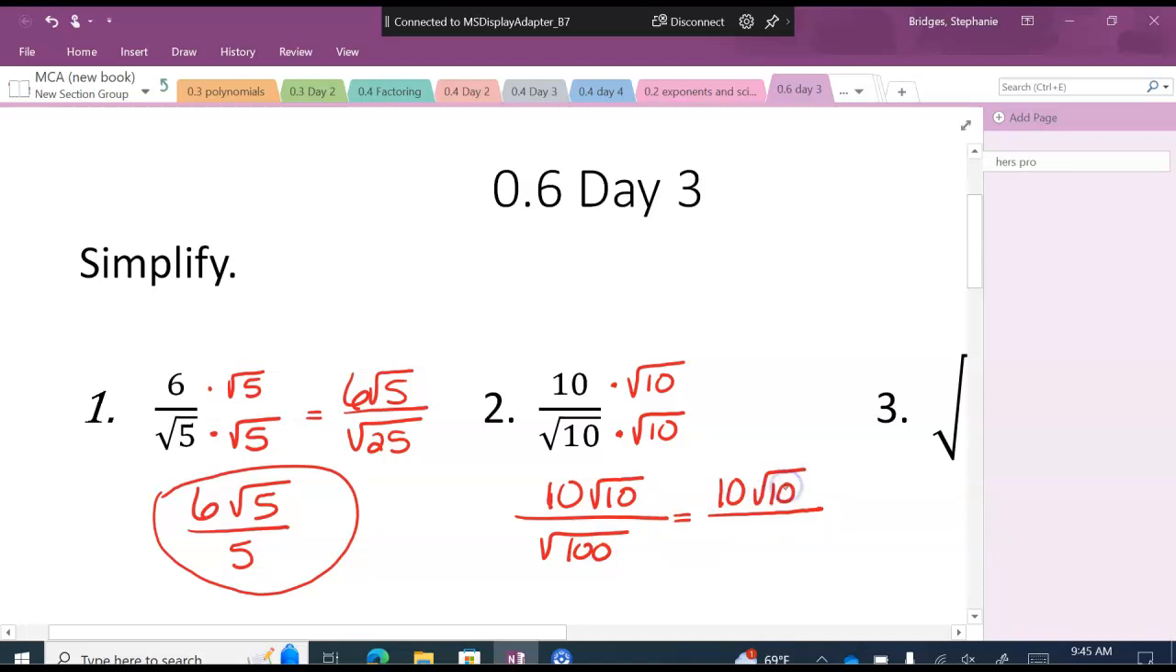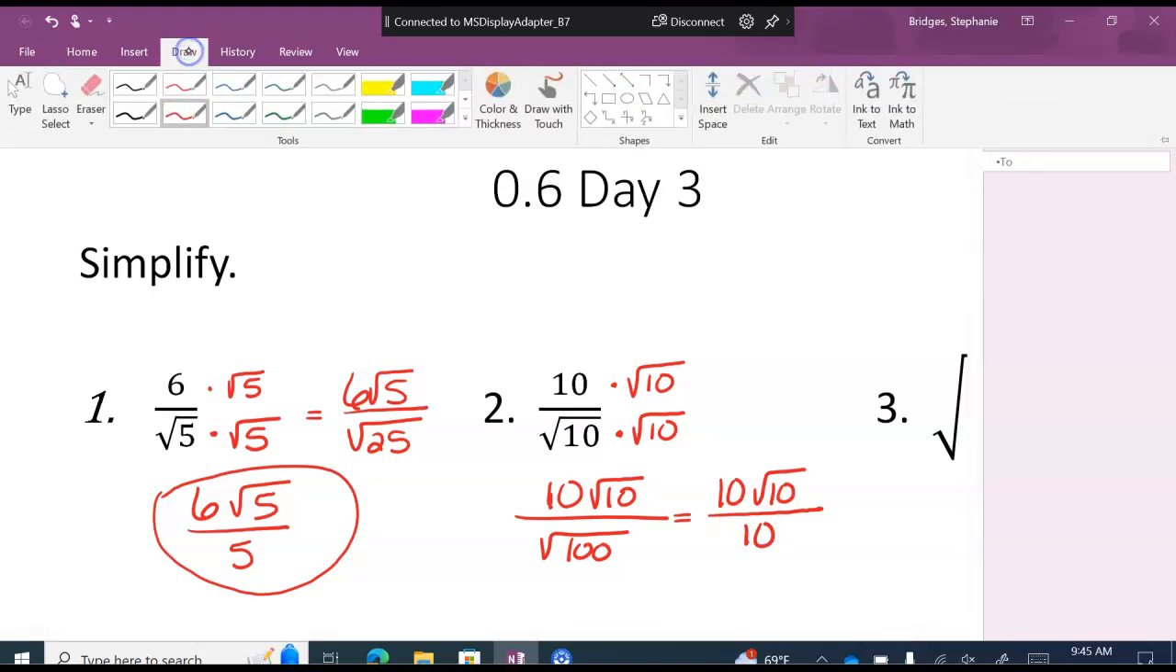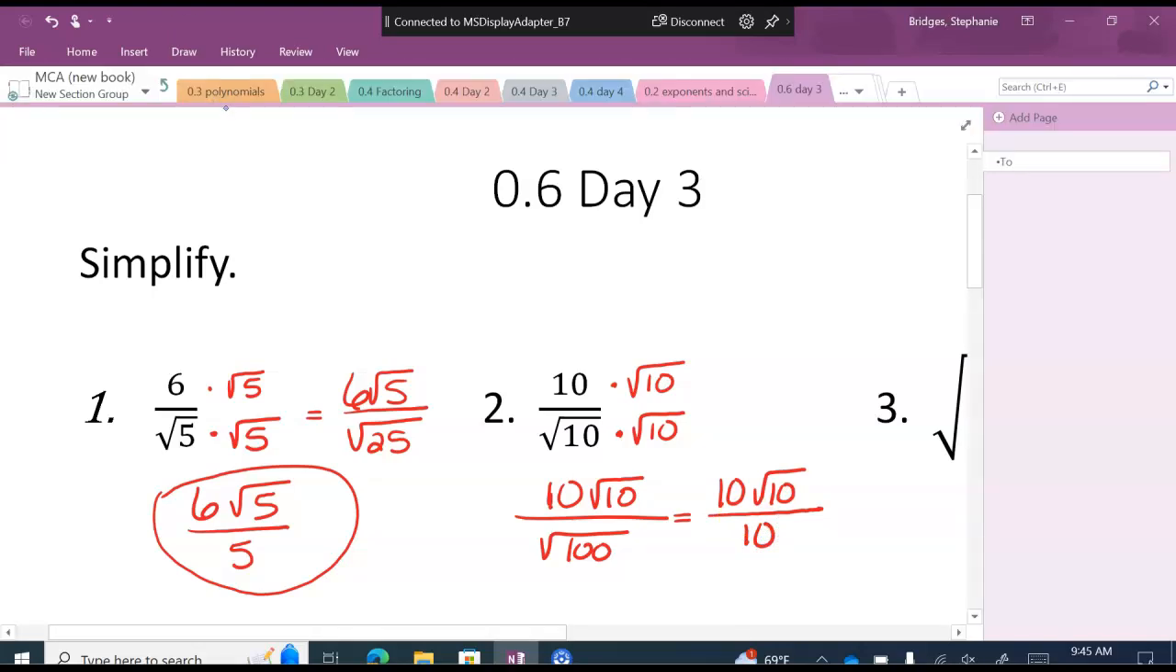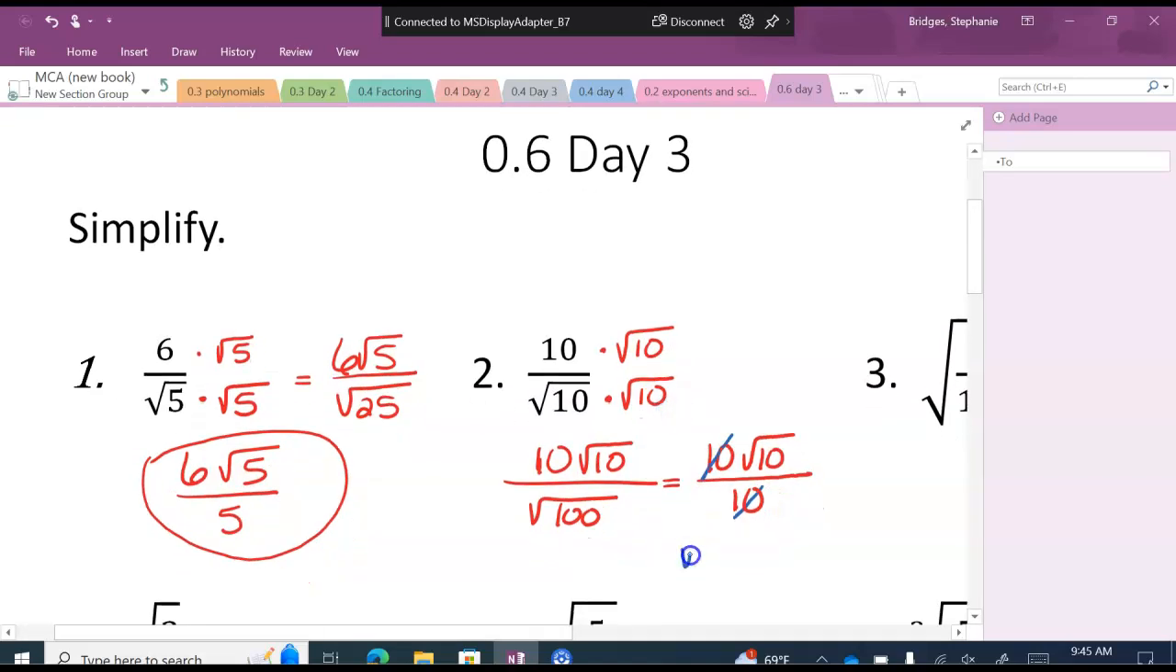10 is not a perfect square. It does not have a perfect square in it, so I cannot simplify that. But what is the square root of 100? 10. Do you see anything here that can simplify? Yes, what? The 10s that are not under the radical? And they basically cancel each other out to leave me with just the square root of 10.